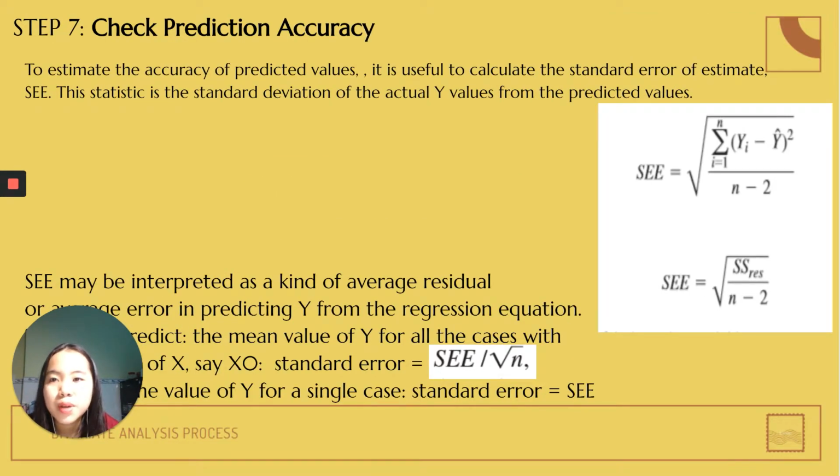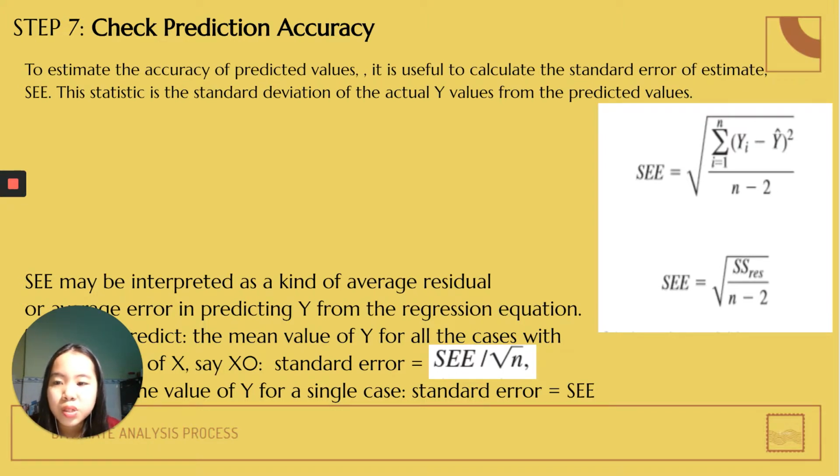To estimate the accuracy of predicted values, it is suggested that you calculate the standard error of estimate, in short, SEE. This statistic is a standard deviation of the actual y values. We have two formulas over here. SEE can be interpreted as a kind of average of the residuals from the regression equation.